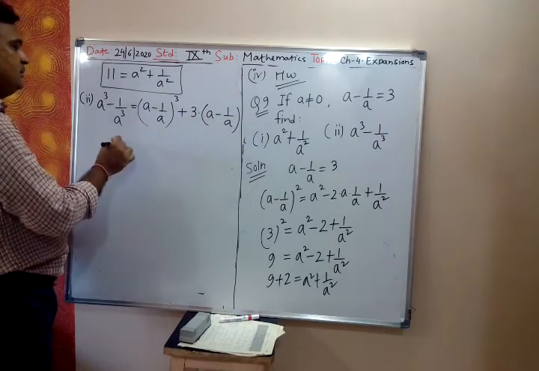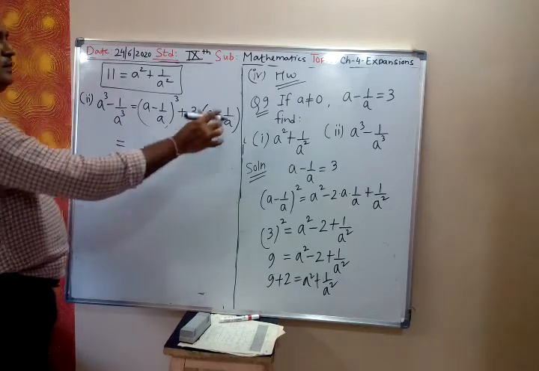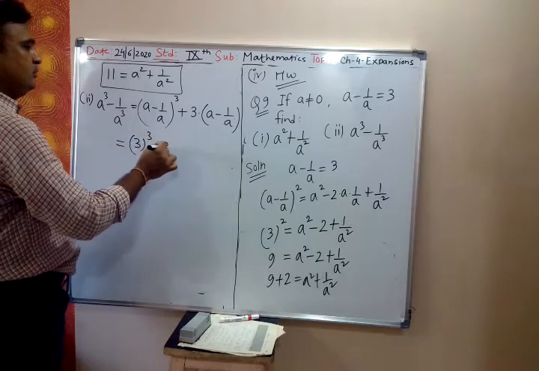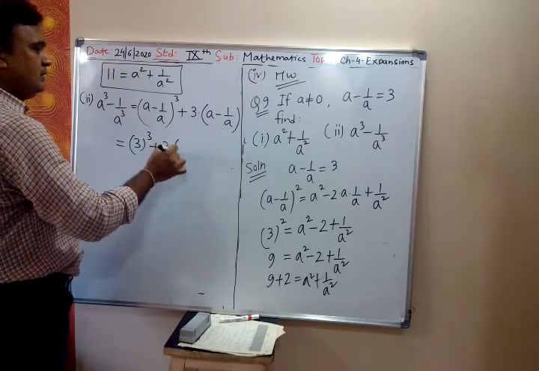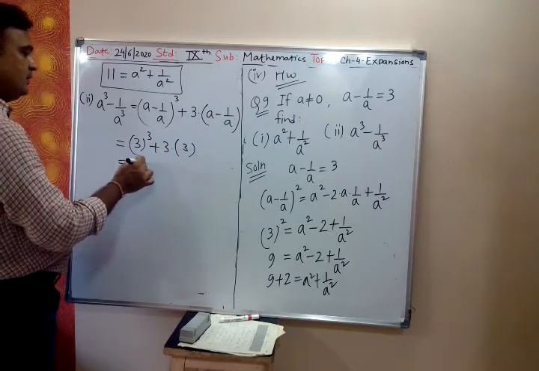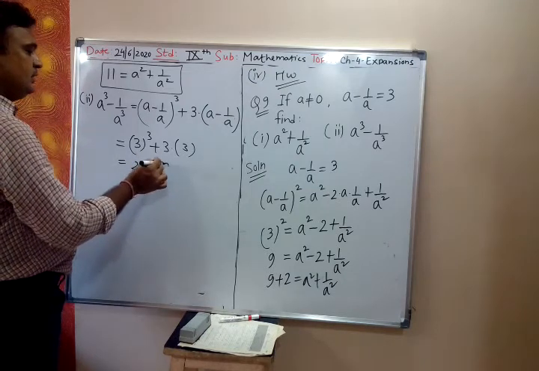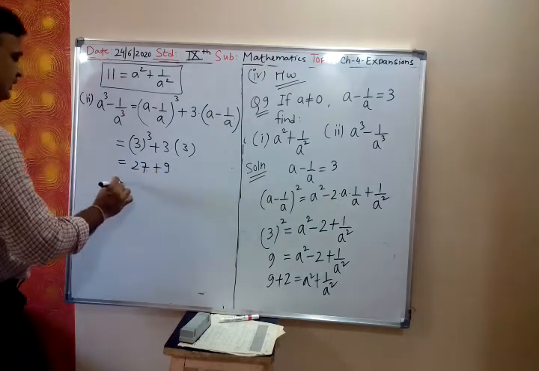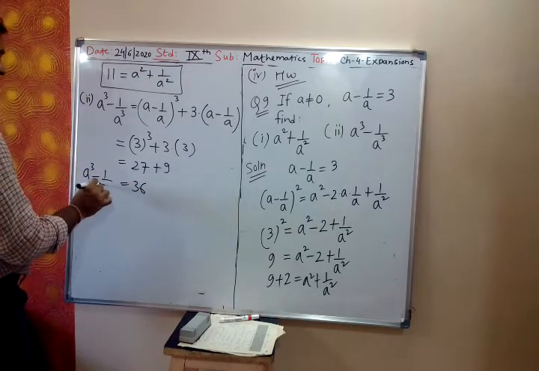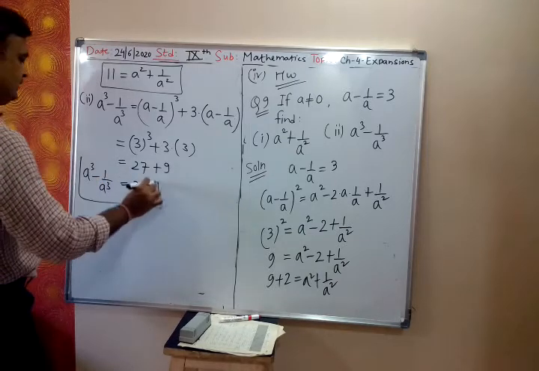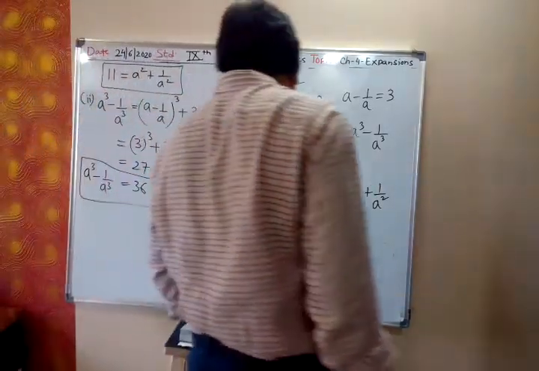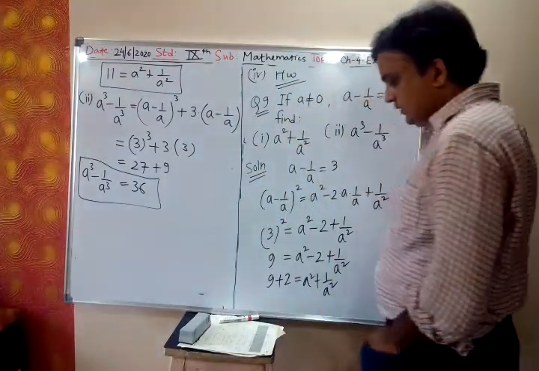Now we substitute the value. A minus 1 upon A is 3, so that is 3 cube, plus 3 into 3. So 3 cube, 3 into 3 into 3, is 27, plus 3 into 3, 9, and that is 36. So A cube minus 1 upon A cube, this value is 36.